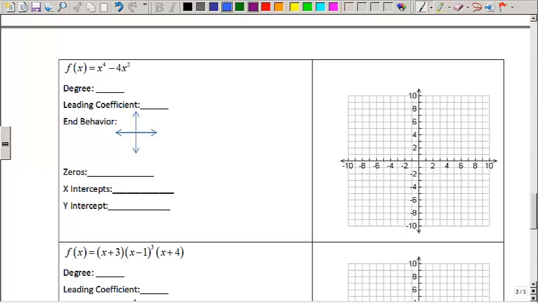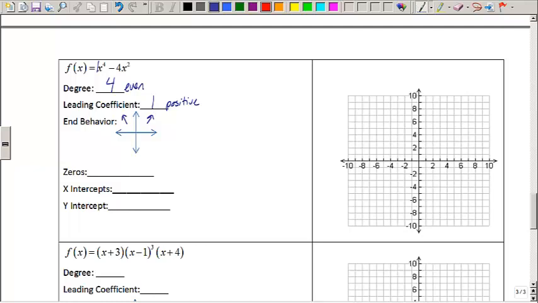For the next example, f of x equals x to the fourth minus 4x squared, we have a degree of 4, which is even, and a leading coefficient of 1, which is positive. With an even degree, meaning both arrows are pointing up or both arrows are pointing down, and a positive leading coefficient, that tells us that my arrows are both pointing up. It's going up towards infinity to the left and up towards infinity on the right.